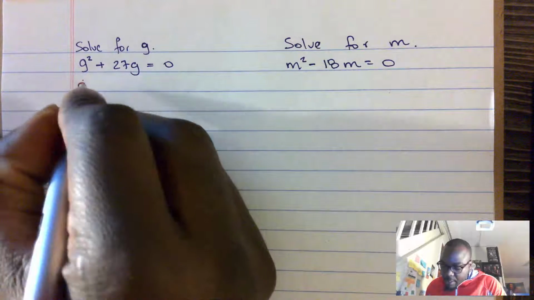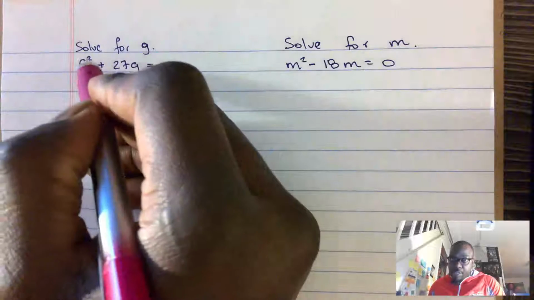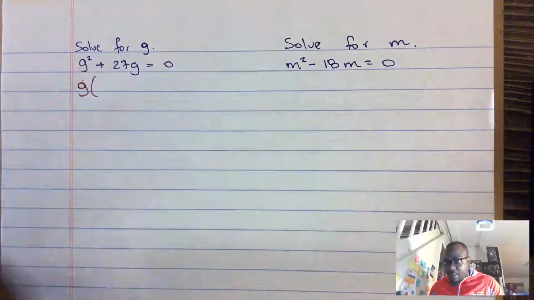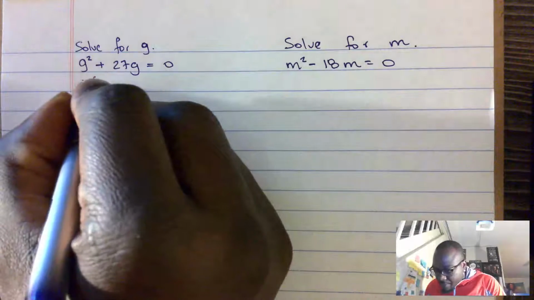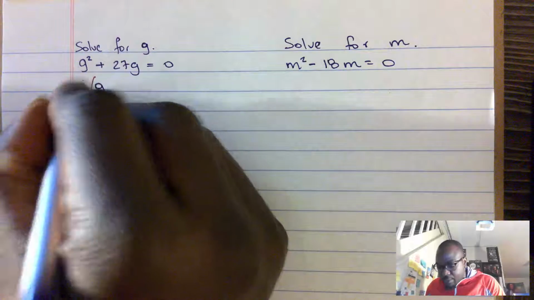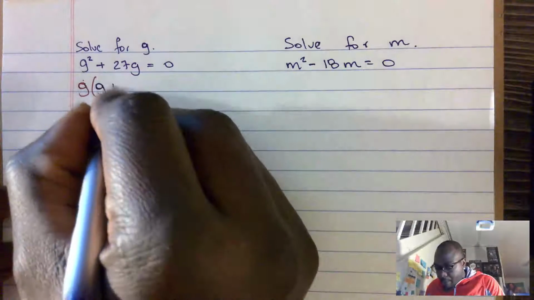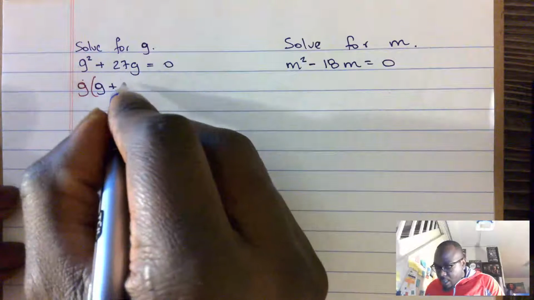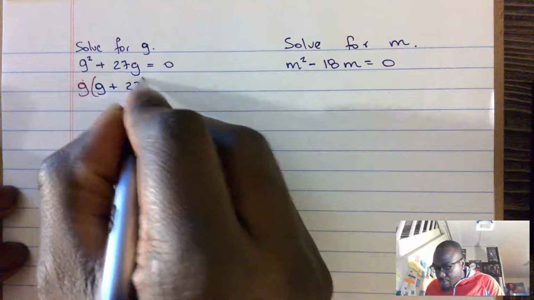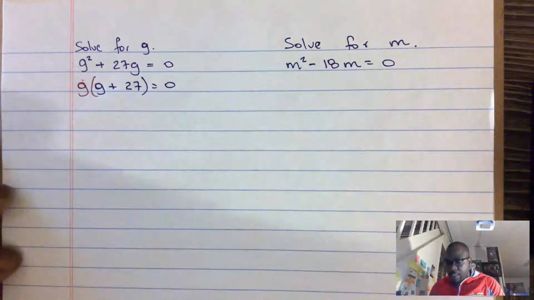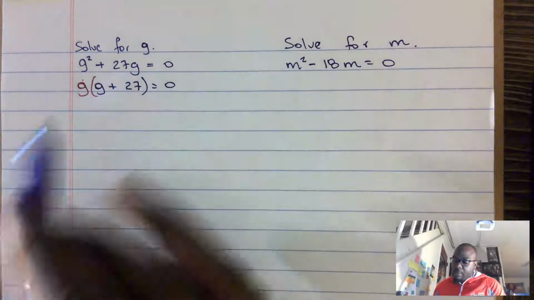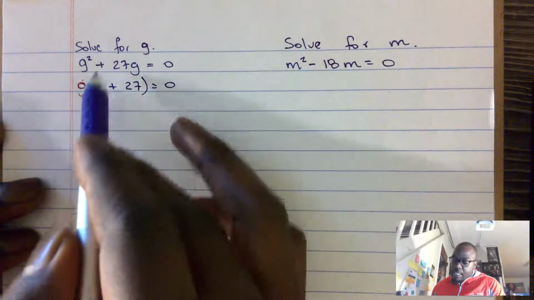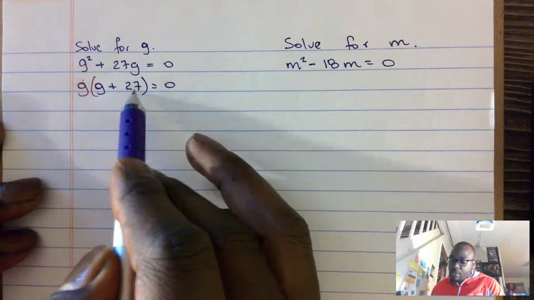If I factor out g, this is g squared, which is g times g. So if I factor out a g, I'm left with g. G times g gives me g squared, all right? Plus, if I take a g from 27g, all I'm left with is 27, equals 0. All right, so here we have g times g plus 27 equals 0.